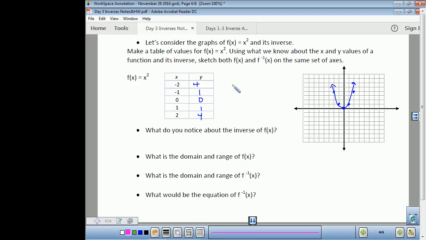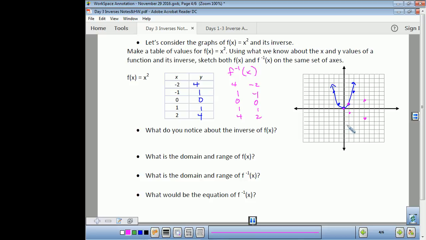Shout out 2-4, baby. So this would be (4, -2), (1, -1), (0, 0), (1, 1), and 2, 4 becomes (4, 2). So this would be the inverse of that function. So if we go to graph that, we've got (4, -2), (1, -1), (0, 0), (1, 1), and (4, 2).